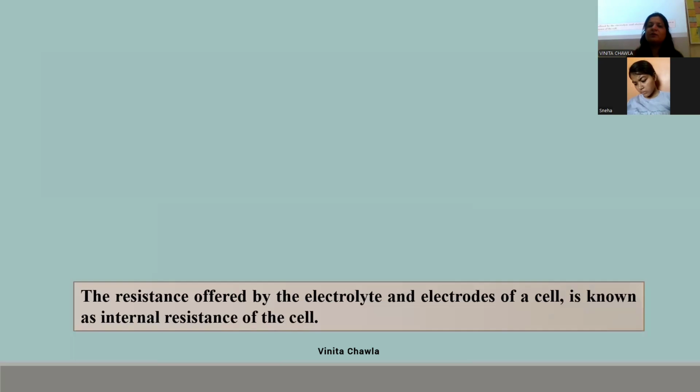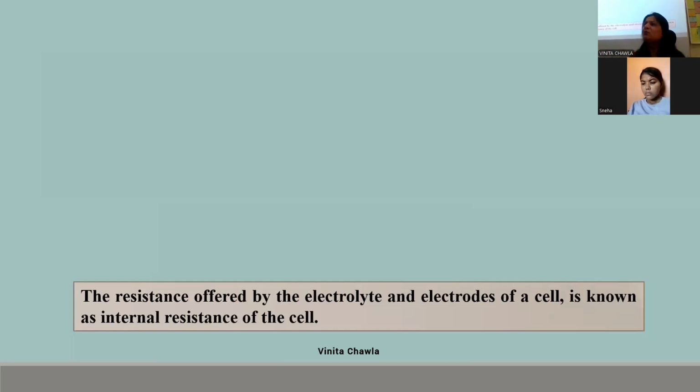The resistance offered by the electrolyte and electrodes of a cell is called internal resistance of the cell. This is another definition. Internal resistance of the cell. See, resistance of the cell internally, meaning the cell's resistance, something which belongs to the cell. Internal resistance, okay? The cell's own resistance.